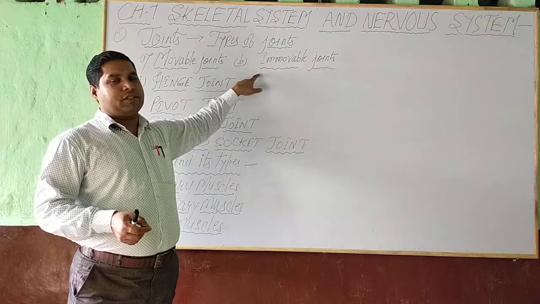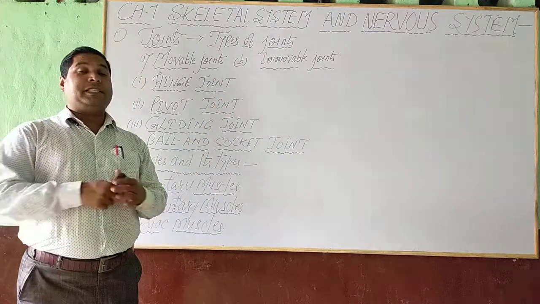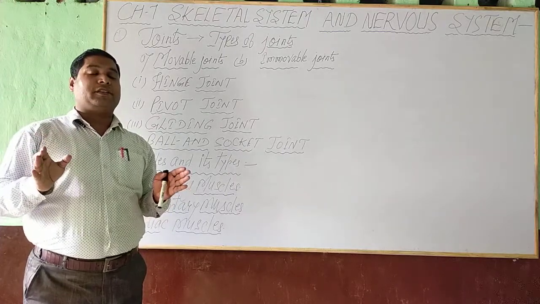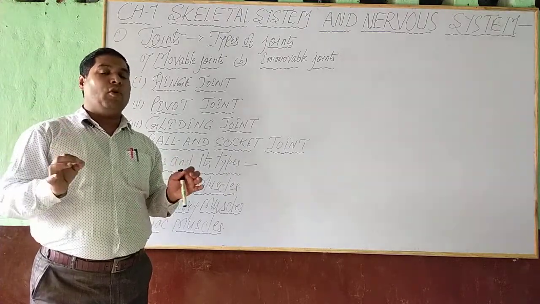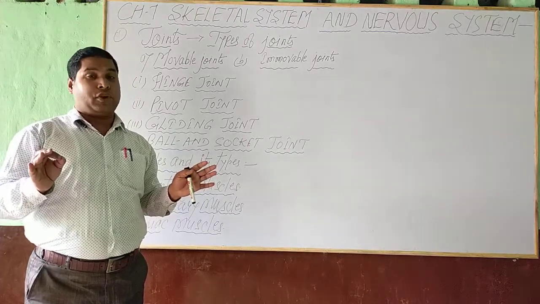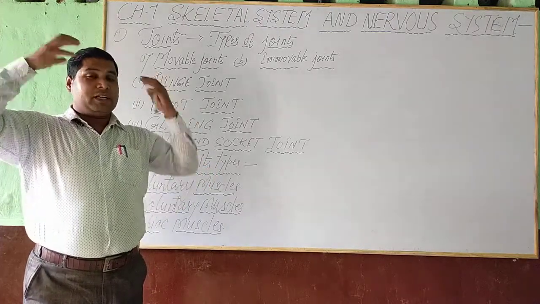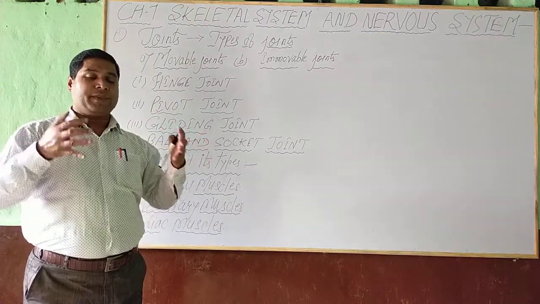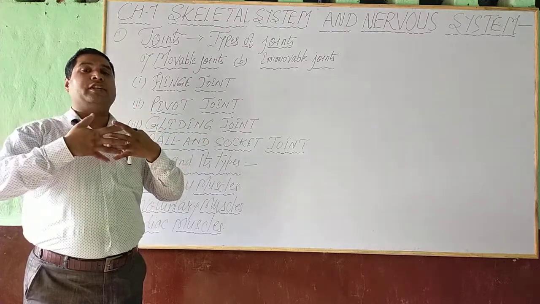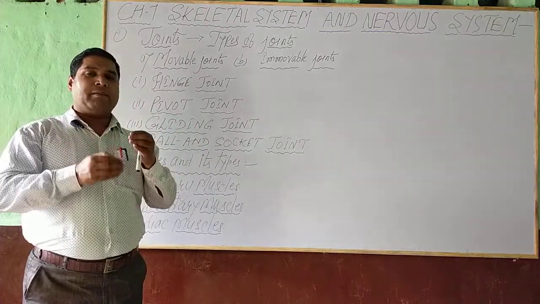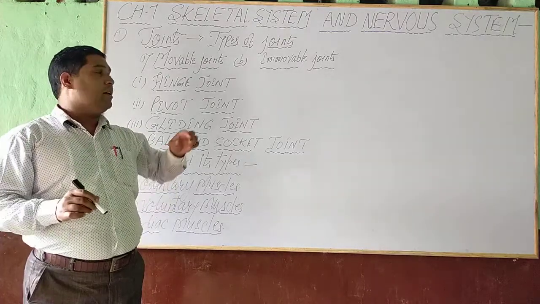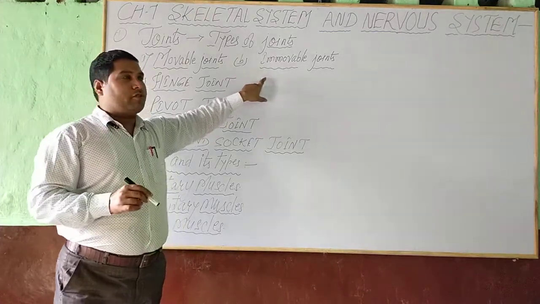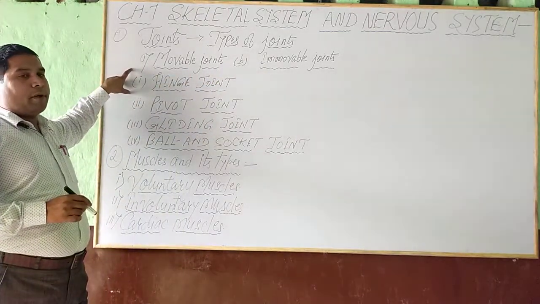And immovable joint: the joint present in our skull is a fixed joint, a joint unable to move, also known as suture joint. Dear student, our skull has 8 flat bones. In the previous video I explained that these 8 flat bones join together, and this joint is unable to move. Such a type of joint present in our skull is known as immovable joint. Now I am going to explain the types of movable joint.